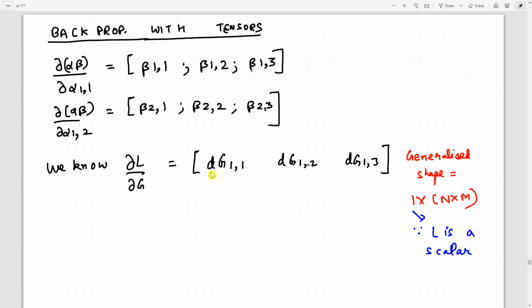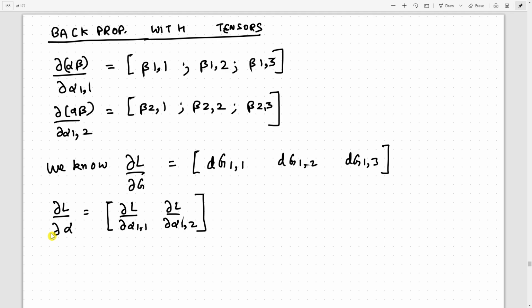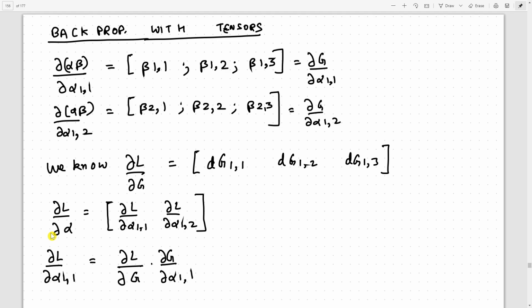So we can write del L by del G as dg11, dg12, and dg13. Del L by del alpha can also be written as, since L is a scalar and alpha is a two-dimensional vector, del L by del alpha 1 comma 1 and del L by del alpha 1 comma 2. And del L by del alpha 1 1 we can write as del L by del G times del G by del alpha 1 1. This is just the chain rule: think of del G getting cancelled, and what you're left with is del L by del alpha 1 1.